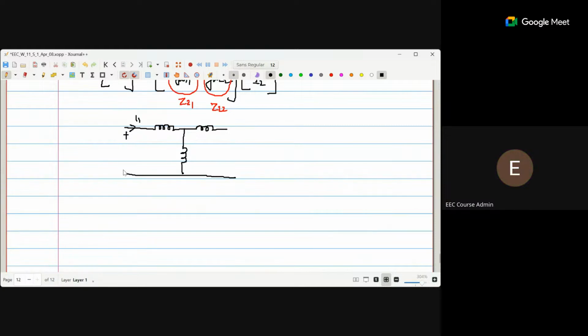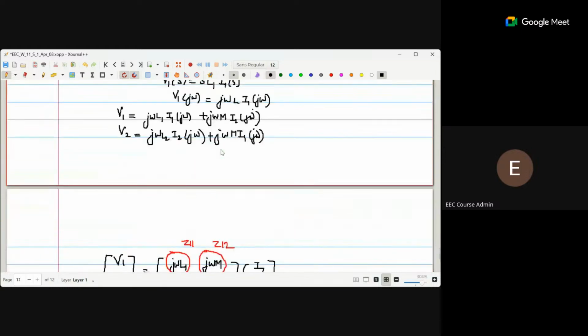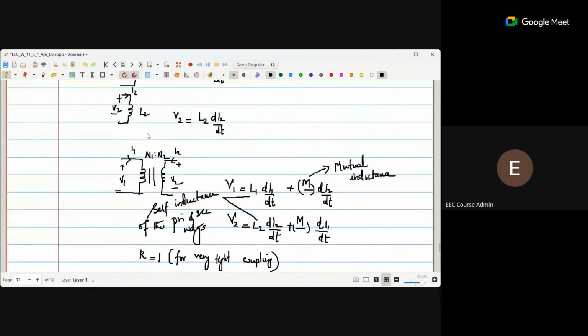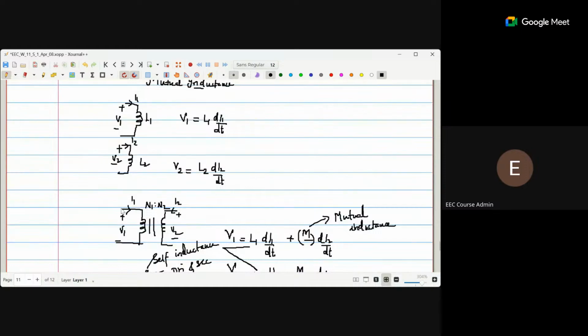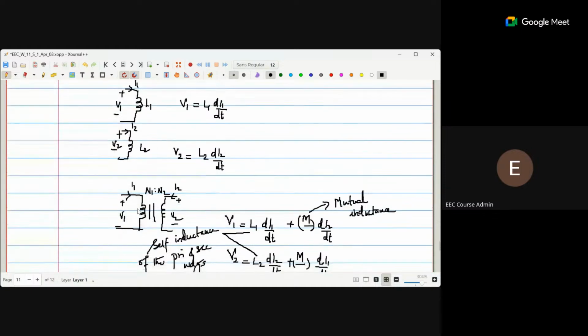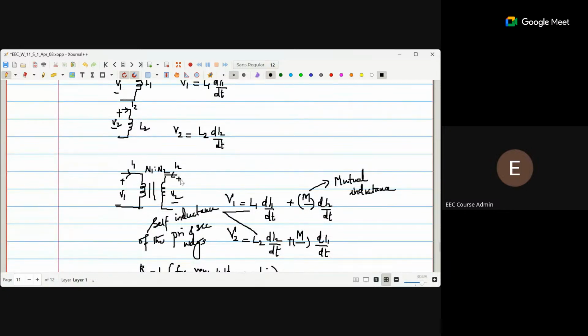Ma'am, in the place of S, we have written j omega, right? That means complex form, ma'am. Yes, phasor. First we understood this for a single inductor, then we applied it for the transformer. While applying it for the transformer, we wrote that I2 will also have some impact on V1. Similarly, I1 will have impact on V2, and that is with reference to the term mutual inductance M. So M is the mutual inductance and L1, L2 the self inductances.